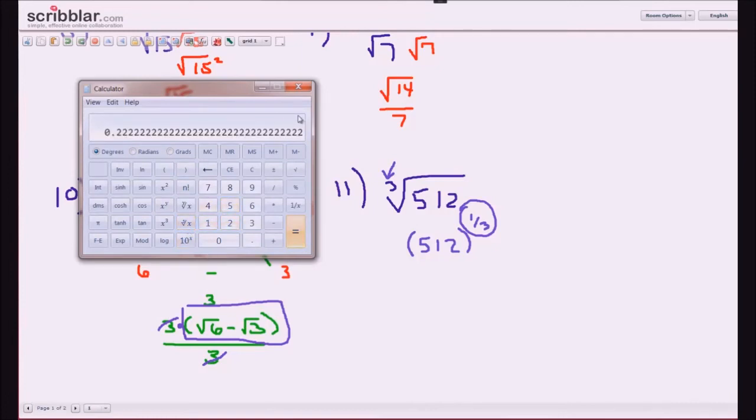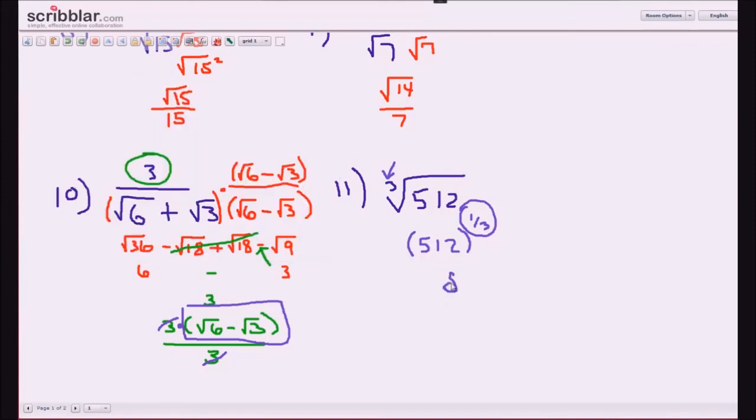Cube root. Oops, I had to actually, technically, do cube root twice there. Let's make sure I do it once. Okay, here we go. Cube root of 512 is 8. That's just simply 8.